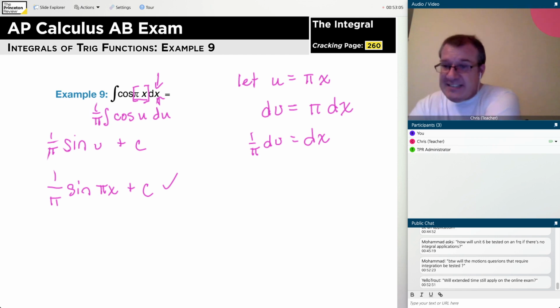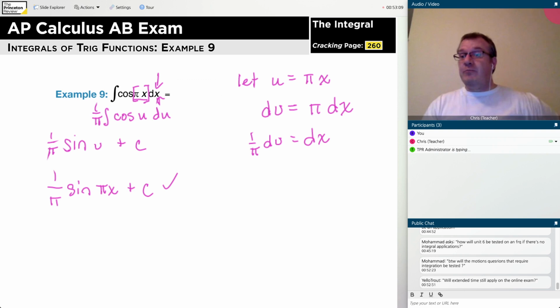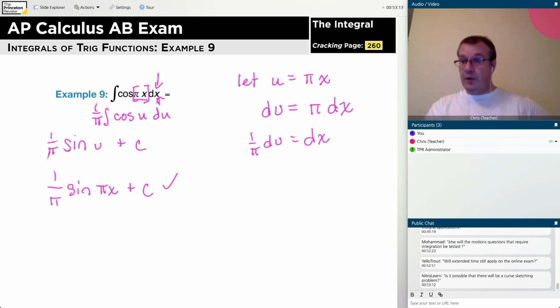Will extended time still apply on the online exam? Here, if they did approve you for extended time, they will absolutely let you know specifically. With the whole extended time, you're going to get an email 2 days before your exam date, with your actual login ID for your AP exam, and they're going to let you know every detail about the extended time, whether it's been forwarded to you.